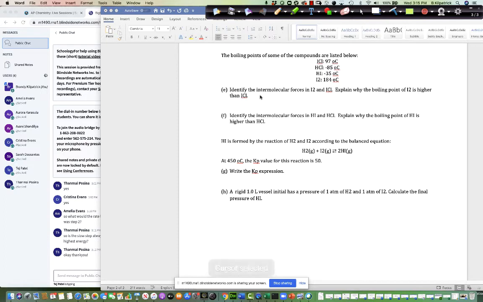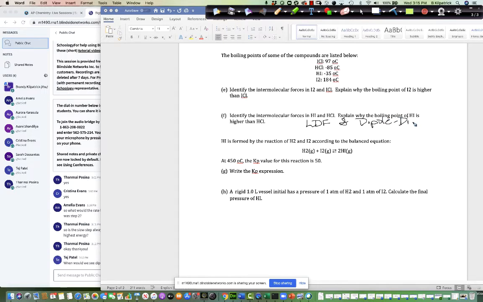All right, so the next one: identify the intermolecular forces in HI and HCl. Explain why the boiling point of HI is higher than HCl. This is a pretty similar question. The only difference is HI and HCl are both polar molecules. Since they're both polar molecules, they're capable of the same things, LDF and dipole-dipole, for both of them. If it's a comparison question, make sure that you mention both molecules.